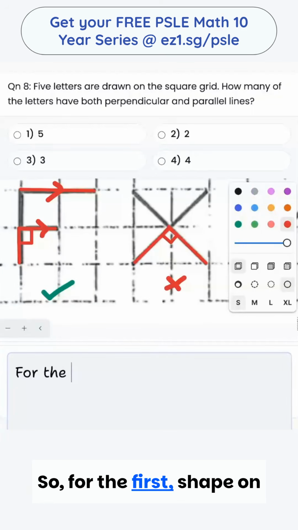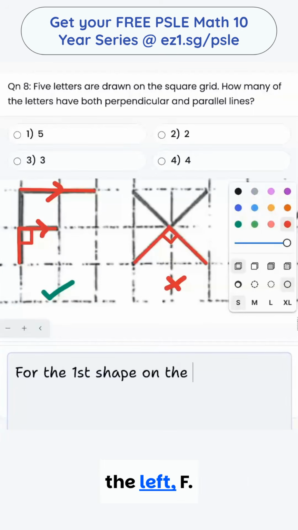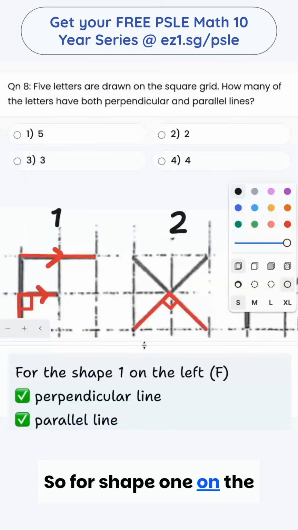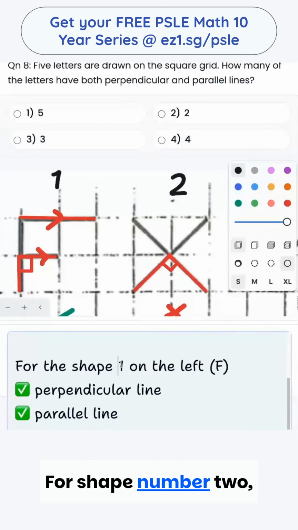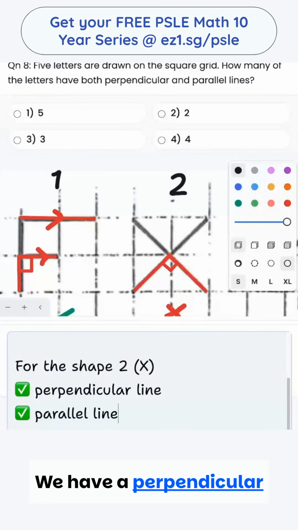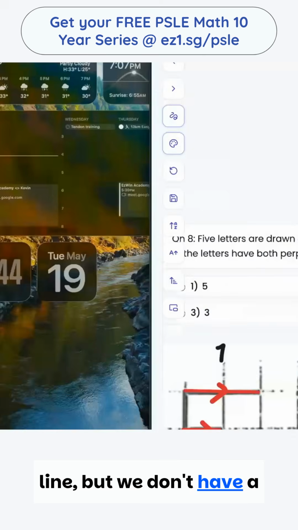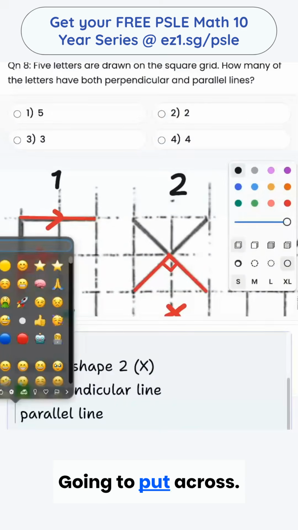So for the first shape on the left, F, we have a perpendicular line and a parallel line. For shape number 2, which is an X, we have a perpendicular line, but we don't have a parallel line. I'm gonna put a cross.